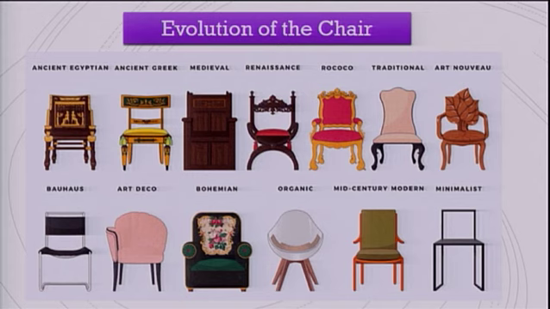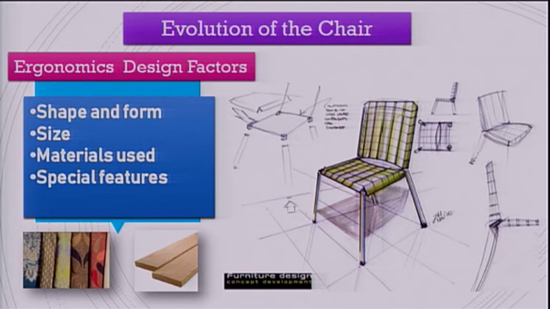Chairs can be compared in terms of materials, shape and size, as well as special features. Can you think of a chair with a special feature? Note it down and you can discuss it with your teacher. From the evolution of the chair, we have four main factors that can be identified. These are shape and form, size, materials used, and special features.